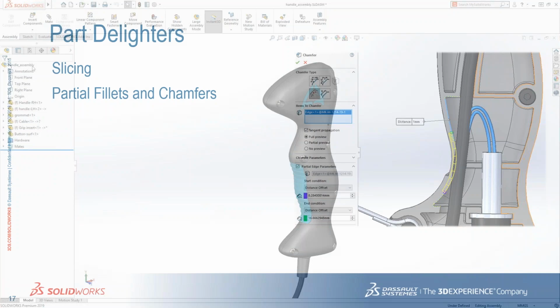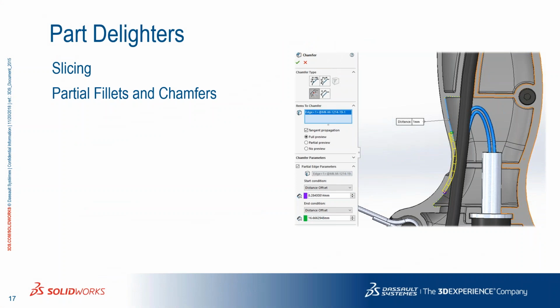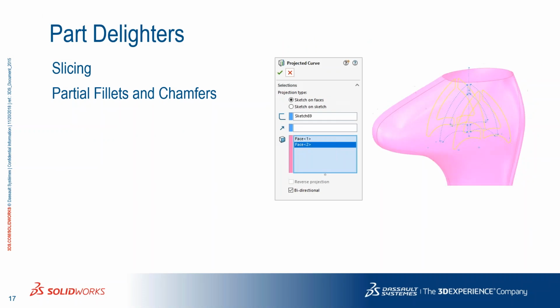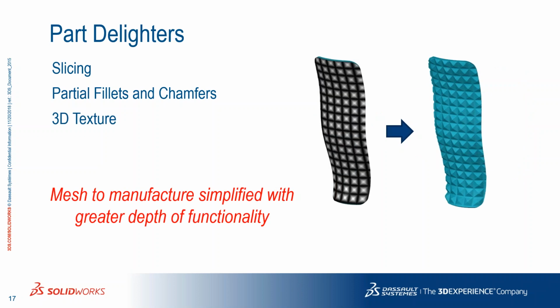So that's pretty cool stuff for slicing, partial fillet chamfers and fillets. We did the delete hole, which is pretty cool there, because it made it more of what I call a real citizen. It's not a hidden feature. And then the 3D texture stuff, which allows you to get that texture onto your model very, very quickly and easily.